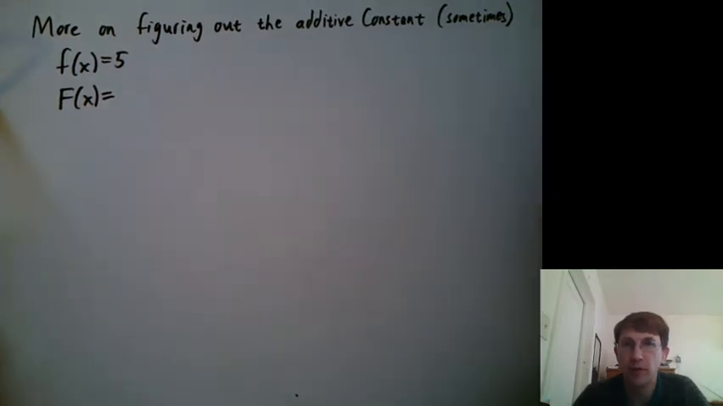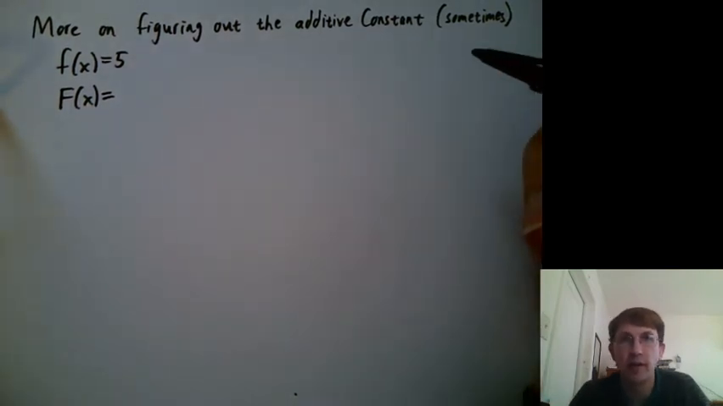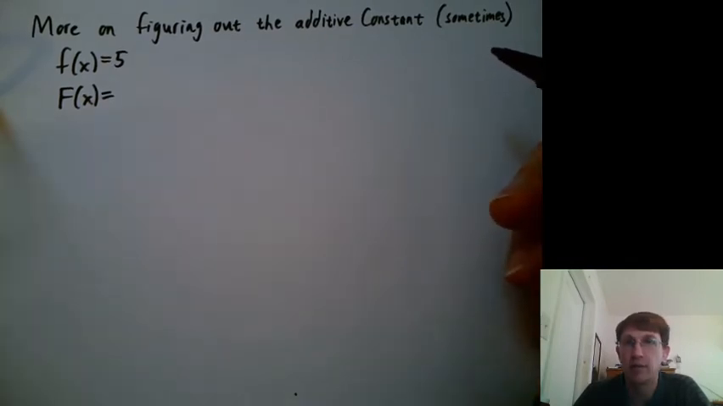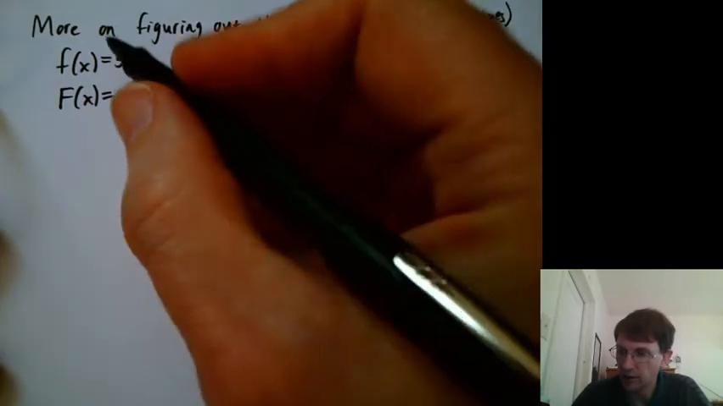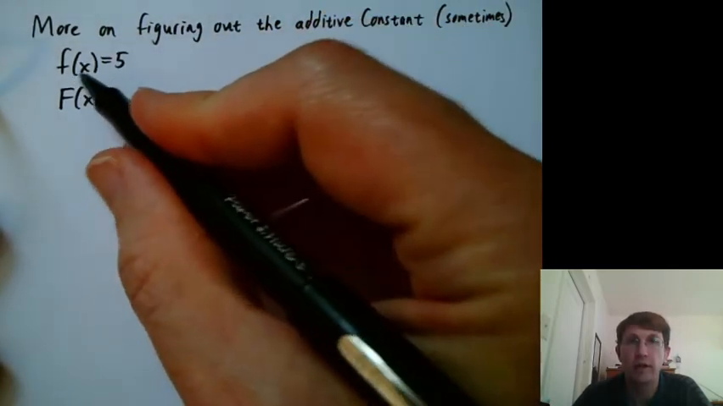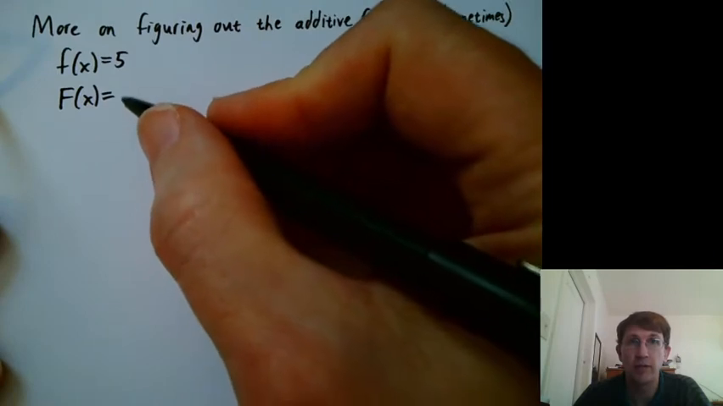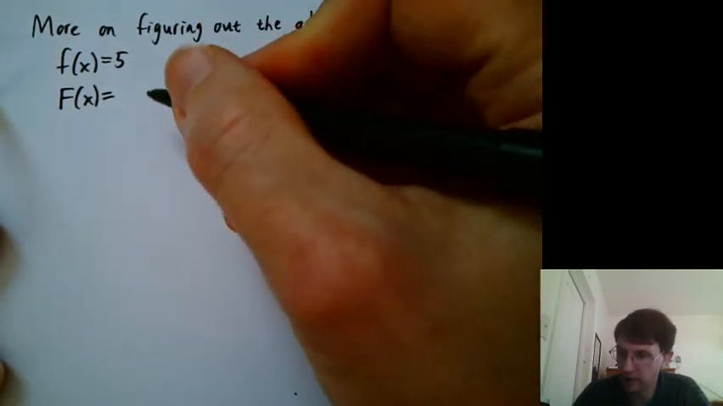Let's do a few more problems where we're figuring out the additive constant in the antiderivative. We can't always do that, but sometimes when we're given some kind of information about what point that antiderivative has to go through, that's when we can figure out the additive constant. Let's take a simple problem like this. Little f equals 5, just a constant value. What is big F? What is the antiderivative of little f?